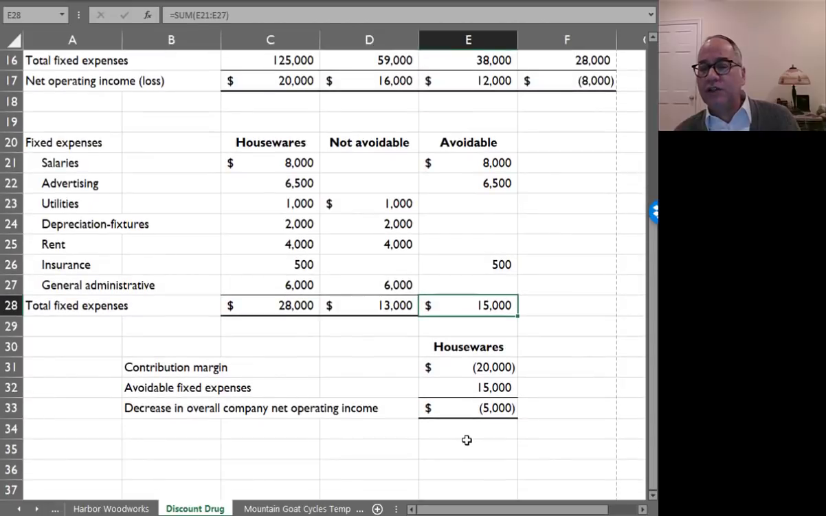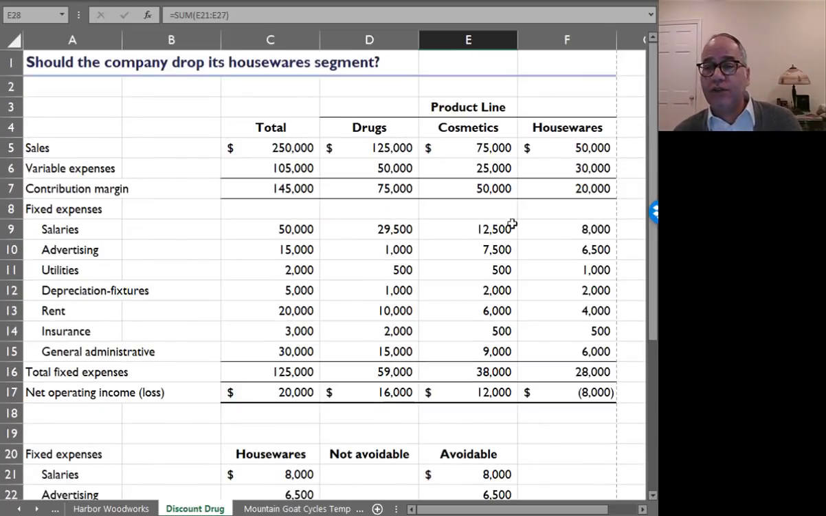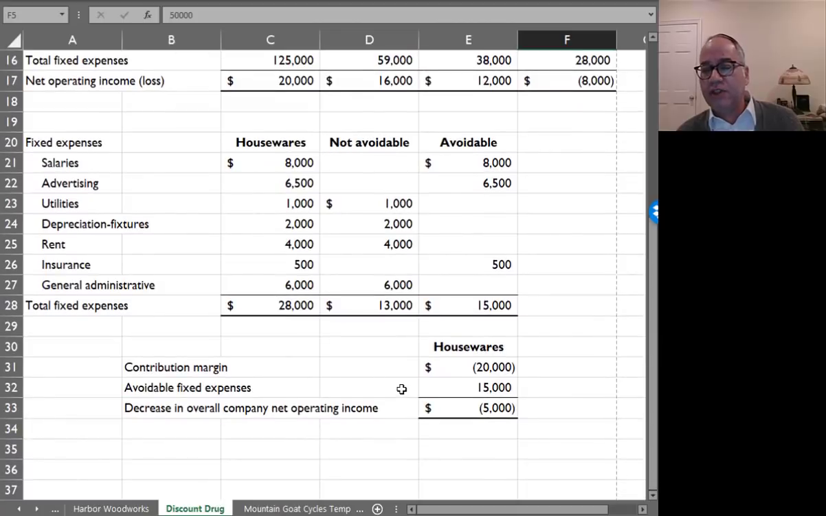So we can do a very quick summary here of what's going on, and we don't have to do a whole income statement, although you can if you want. You can redo this. You can say this is what we're doing now, and if I drop housewares, remove all the avoidable costs here and remove the sales, variable expense, and contribution margin, and then see what would happen and see if it's any different. But there's a much easier way to do it.